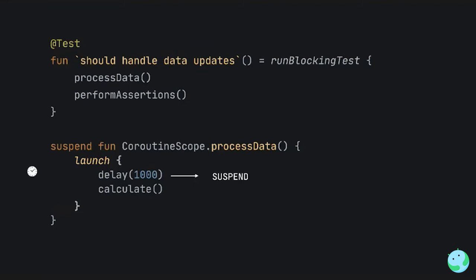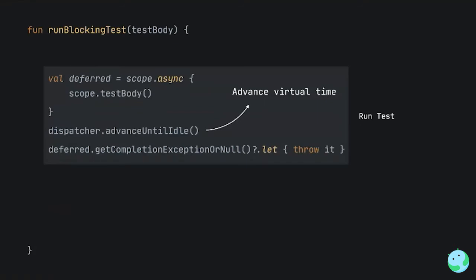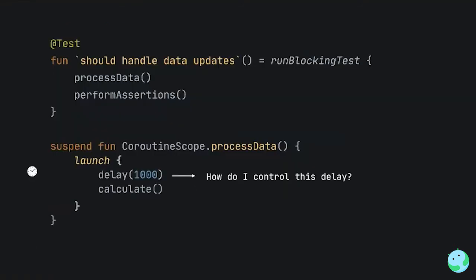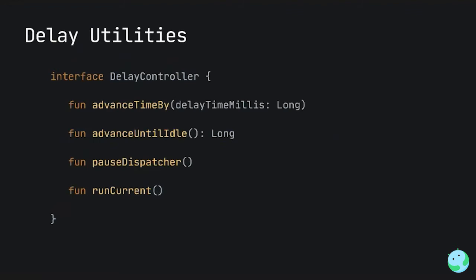So how do I do that? The way you do that is like this. This interface right here is provided by the coroutines library, and what it contains are methods to control what the dispatcher does. You could pause the dispatcher, you could run it, you could execute a piece of code while it's paused, and you could advance the time by a specific amount, and that's what we want to do.